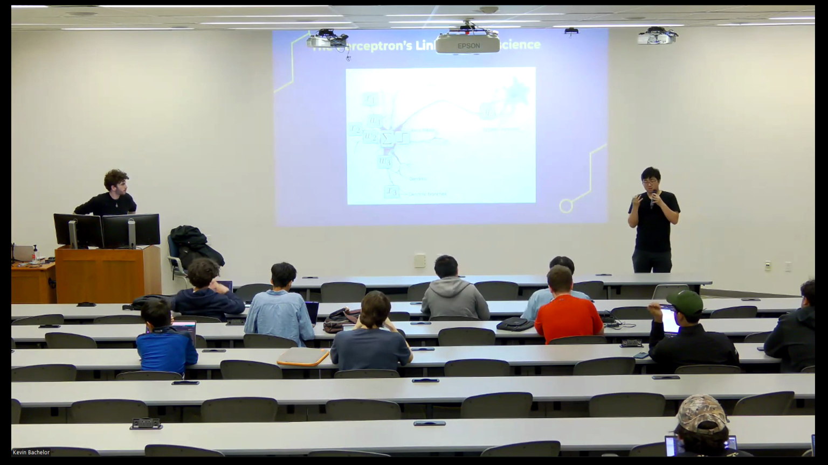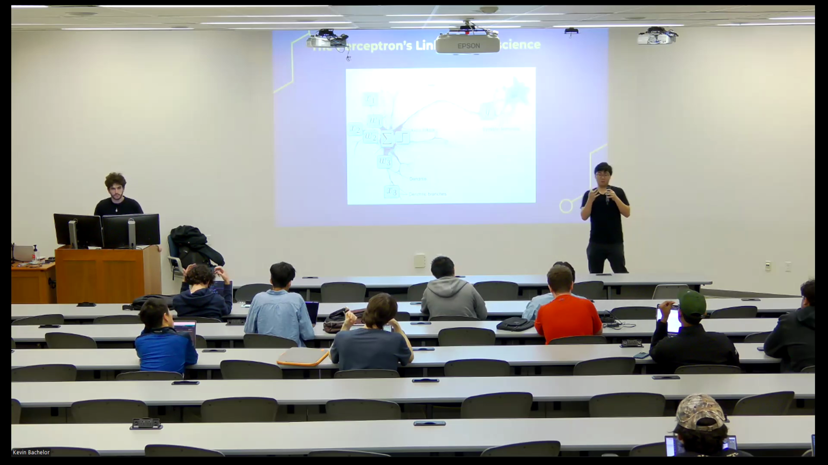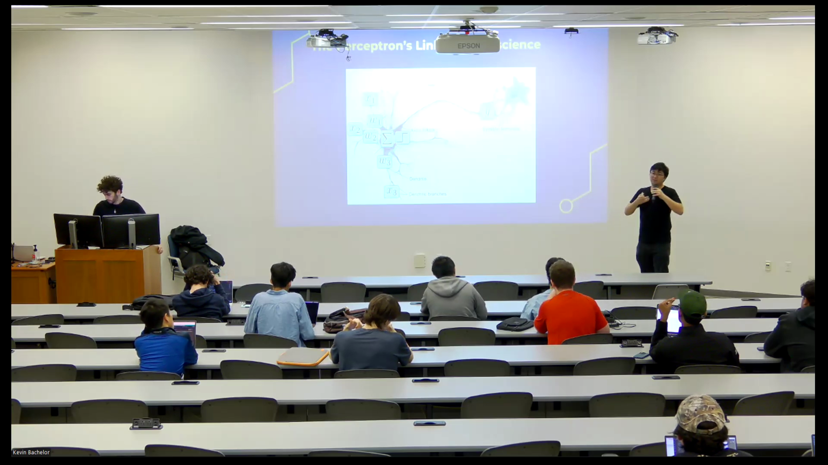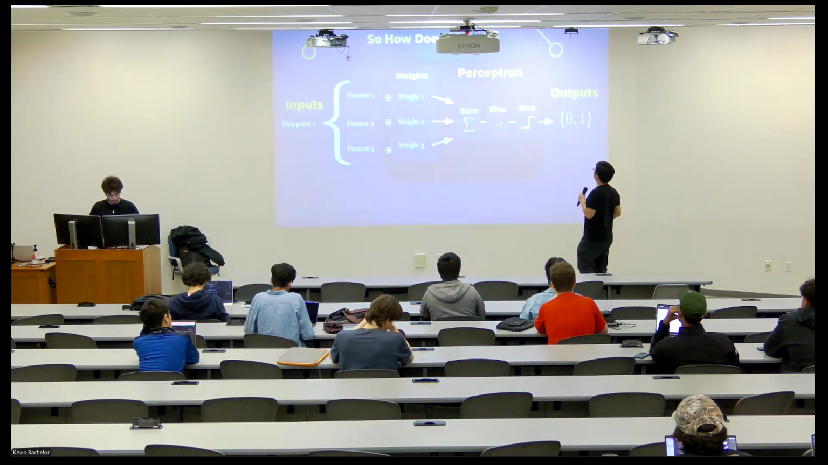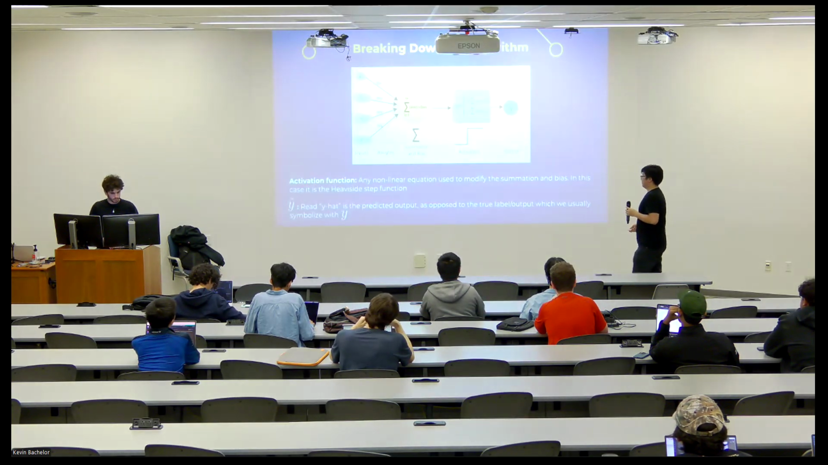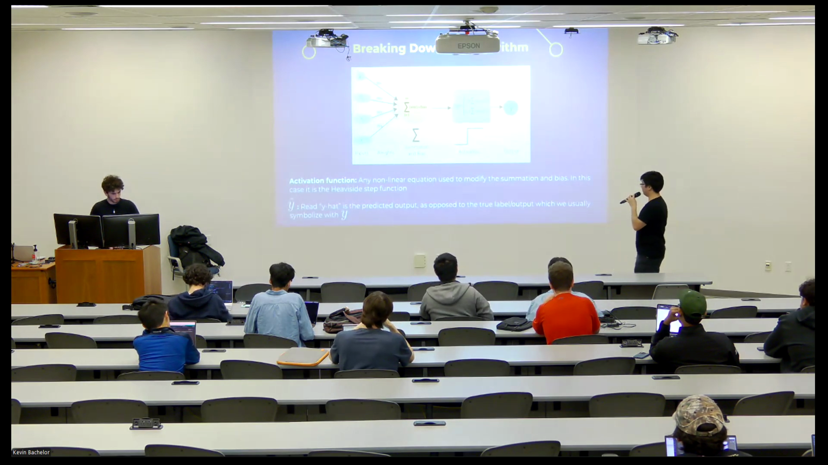So now these researchers have created a simplified model of the neuron with the math, and they're like, okay, what can we do with this? Can we do binary classification, which is what we're going to talk about. So let's break down this algorithm even further.